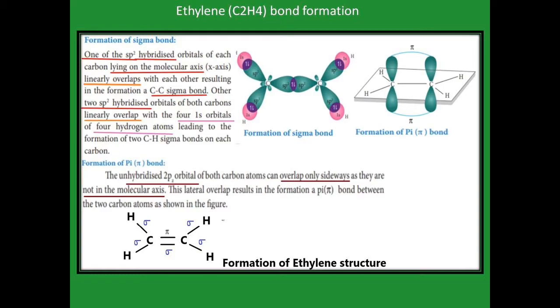Now see the last diagram. In that one, how many sigma bonds are in ethylene? 1, 2, 3, 4, 5. So 5 sigma bonds. And how many pi bonds? 1 pi bond. That pi bond is formed by lateral or sideway overlap of 2pz orbitals. They are not involved in the hybridization. Please keep it in mind.